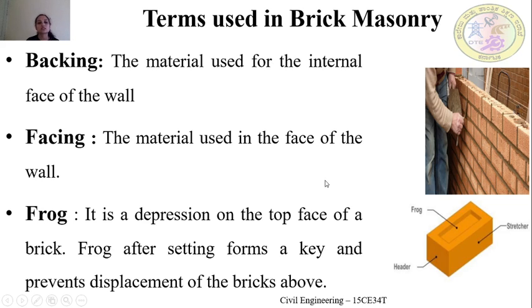The next term is the frog. A frog is a depression on the top face of a brick. You can observe there is a depression on this brick. This is called the frog, and usually the frog forms a key and helps in preventing the displacement of the bricks placed above.